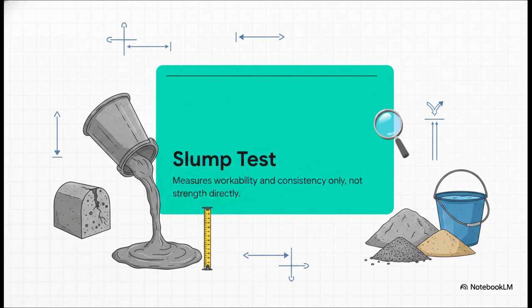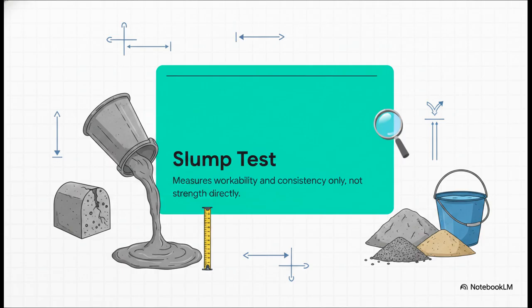And that brings us to the slump test. Listen to me, this is a major exam trap and it's a huge field trap. A slump test measures the consistency and the workability of a concrete mixture. Clarify this in your head right now. It measures workability. It does not measure strength directly.